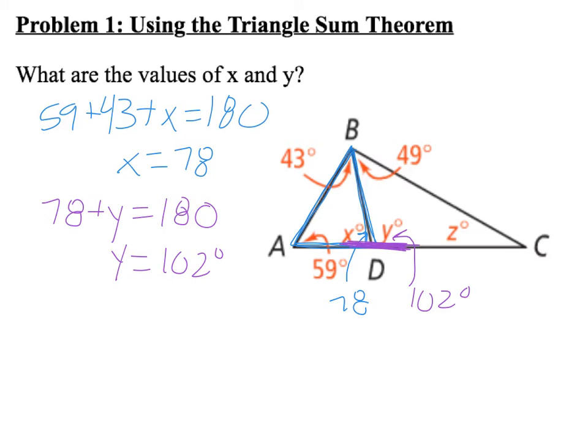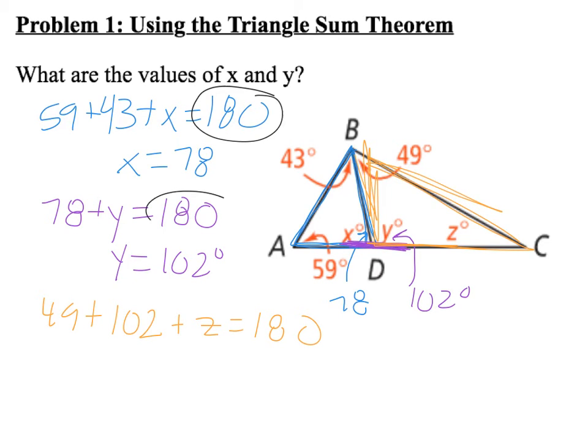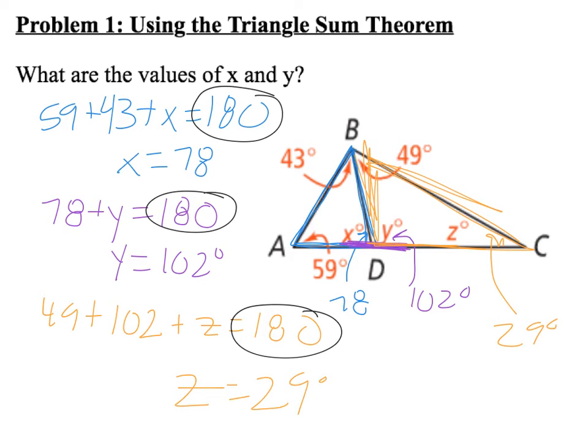And then finally, when I'm looking at this picture, I see another triangle right here. So in this triangle, I could also write the equation 49 plus 102, because I know that's what Y is equal to, plus Z is equal to 180. If you didn't notice, we're dealing with 180 quite often. And I would get that my last angle would be 29 degrees. So Z would be equal to 29 degrees.